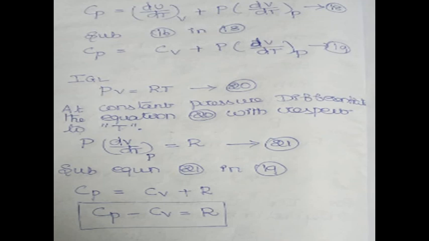Substitute equation 21 in 19. This is the final expression: Cp is equal to Cv plus capital R. So finally, Cp minus Cv is equal to capital R. This is the expression for the relationship between molar heat capacity at constant pressure and molar heat capacity at constant volume.